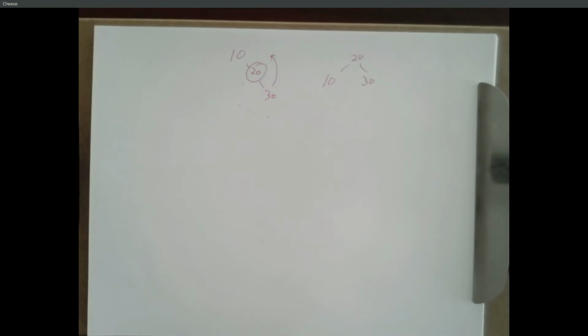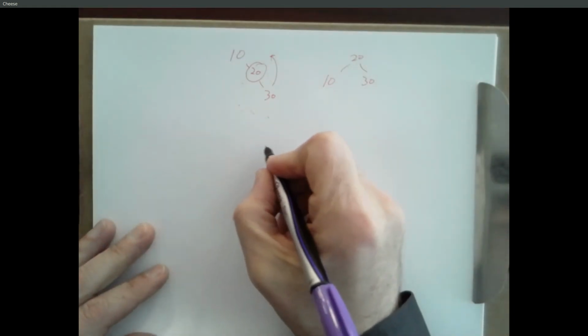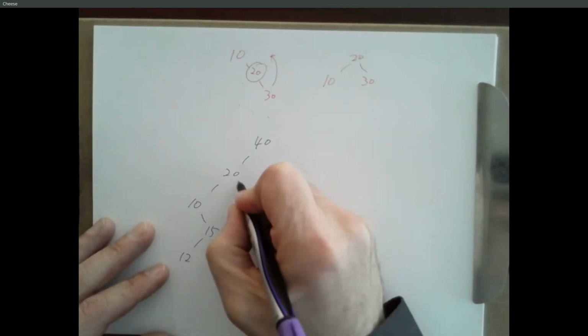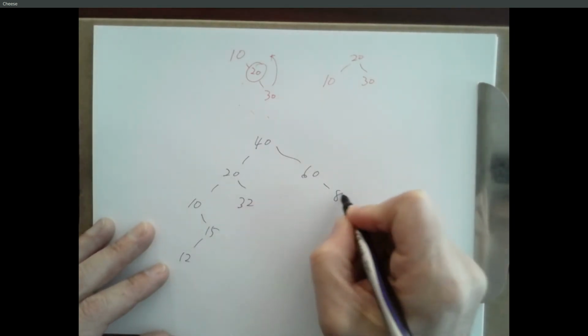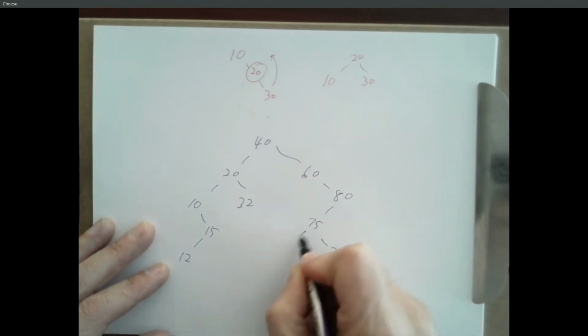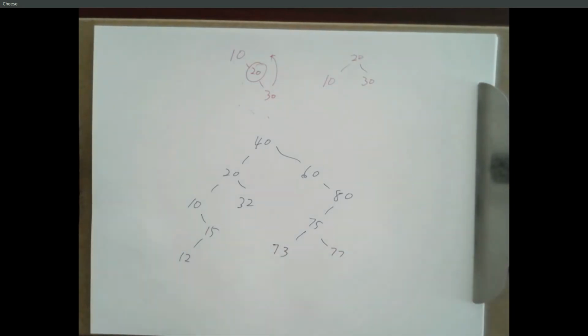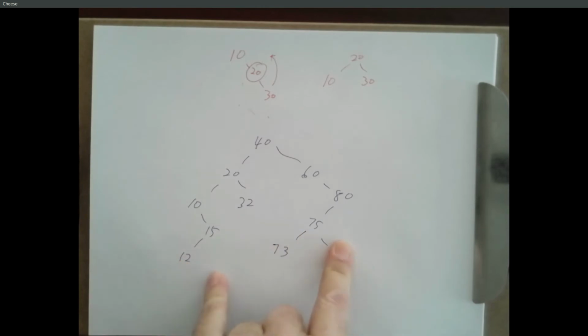All right, well, let's tackle deletion. So there's an arbitrary tree, and we want to delete a node. And if we wanted to delete the 12, that's easy. Just change it to null. Same with the 73 or the 77 or the 32. Deleting a leaf is pretty straightforward. Just erase it, right? Change the thing that's pointing to it to be null.